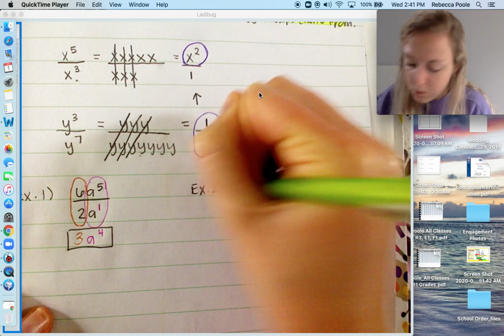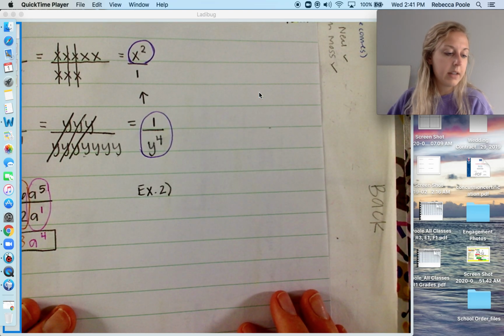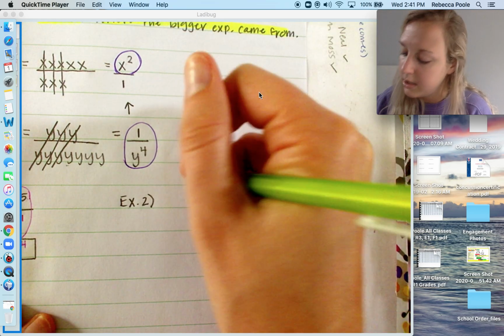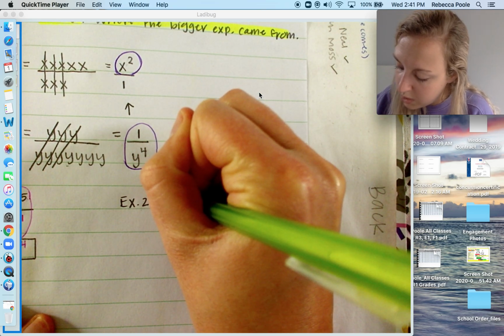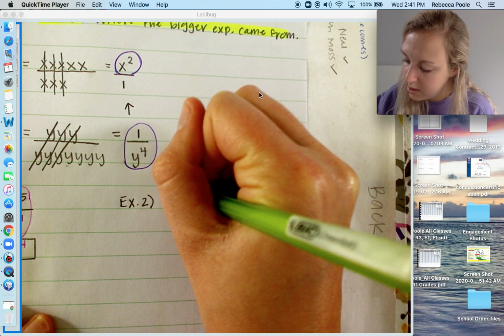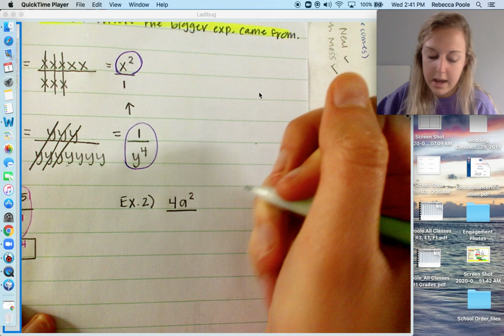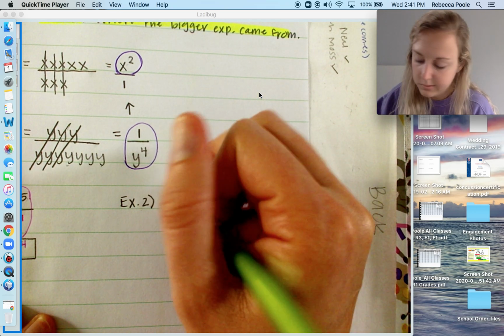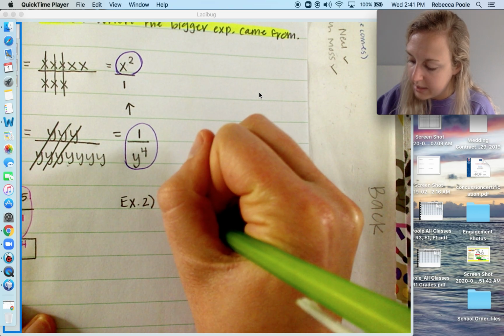All right, example 2. Let's do, can I add in another letter? I feel like I can add it in. I think y'all got it. We'll do 4a squared over 8a to the 9th.